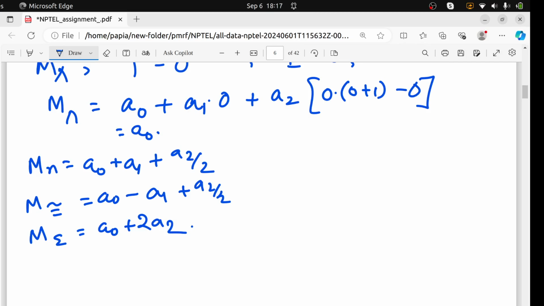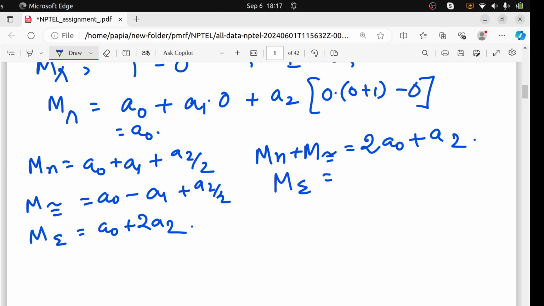So we have to first do something like this plus this. If this plus this will be there, that means A1 will cancel out. So if I write here Mn plus M cascade, then what will happen? It will be like 2A0, because A0 plus A0, A1 minus A1 will cancel out. But A2 by 2 plus A2 by 2, that means it will be simply A2. So Mn plus M cascade equals 2A0 plus A2. Now M sigma equals A0 plus 2A2.